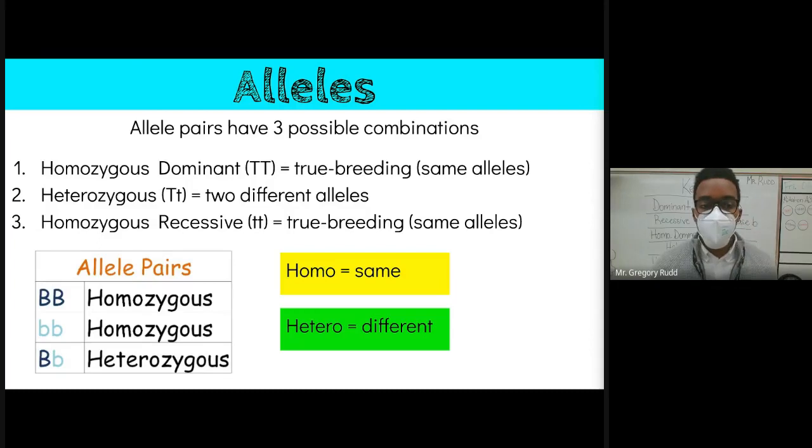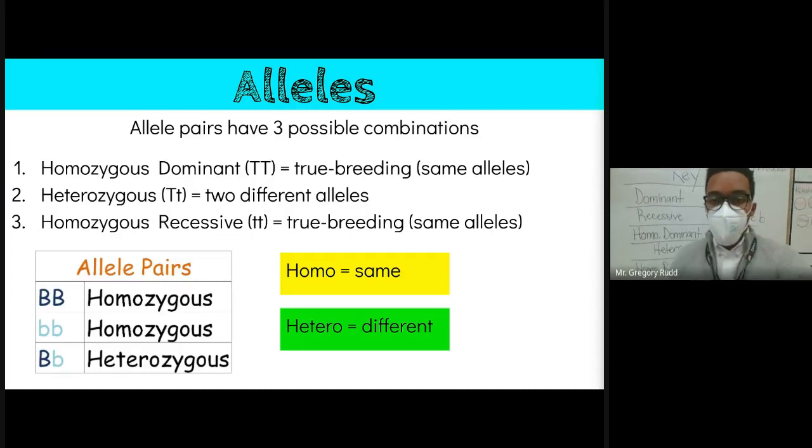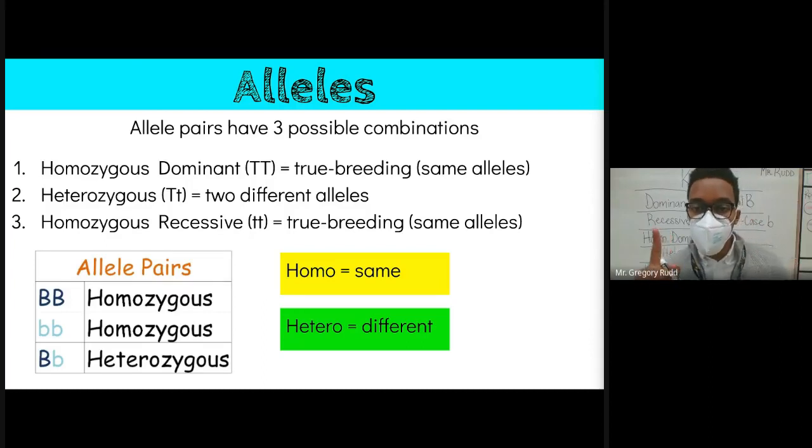Same thing applies to homozygous recessive. Homo is a prefix that means same. Homozygous recessive means I have two of the same alleles, but this time they are recessive, so they're the lowercase letters. So in our example, when we're working with the letter B, what we're talking about is I've got two recessive alleles, two lowercase b's. That means that both of my parents gave me a recessive allele. I got one recessive allele from my dad, one recessive allele from my mom.